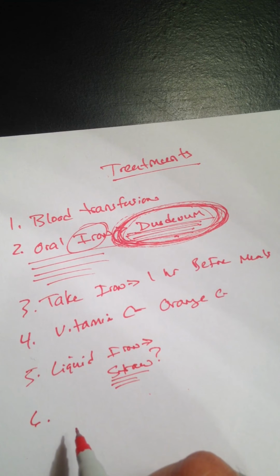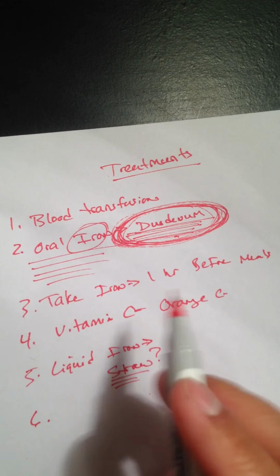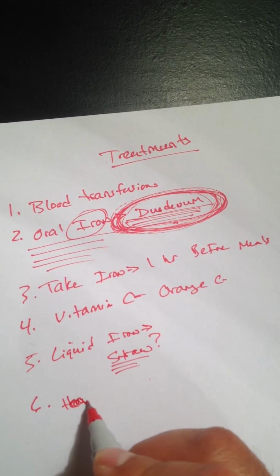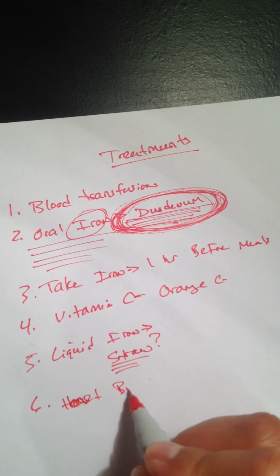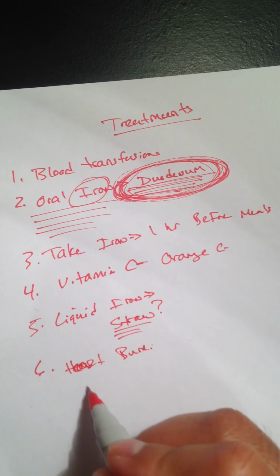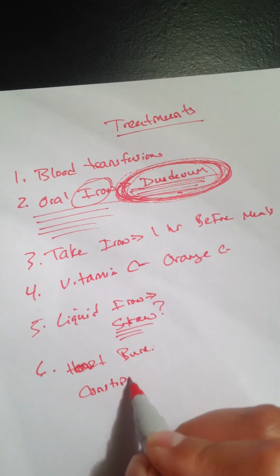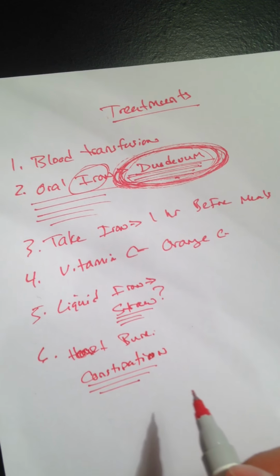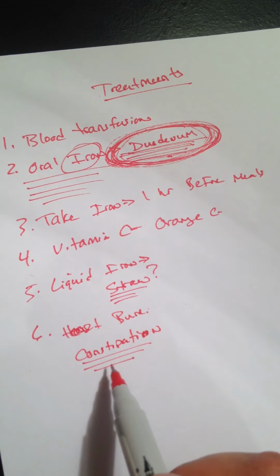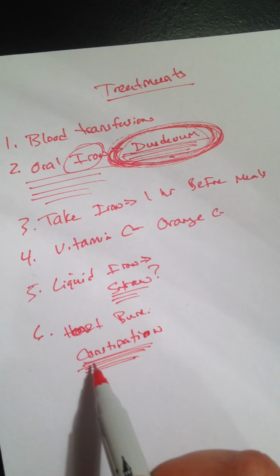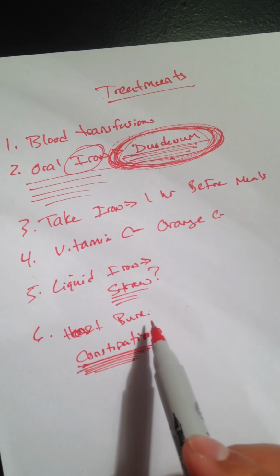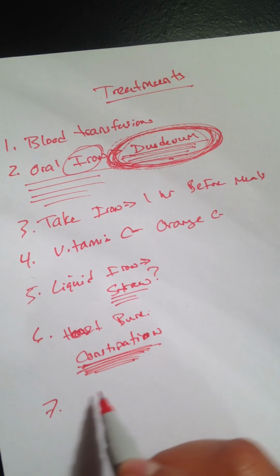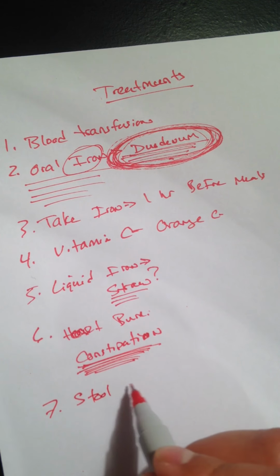Also tell your patient that iron will most likely cause heartburn, and a big one, constipation. This is very important if it's an elderly patient that you're giving instructions to. They may have some problems already with constipation. If they take iron, it's going to increase that. So with their iron, they may want to take a stool softener.